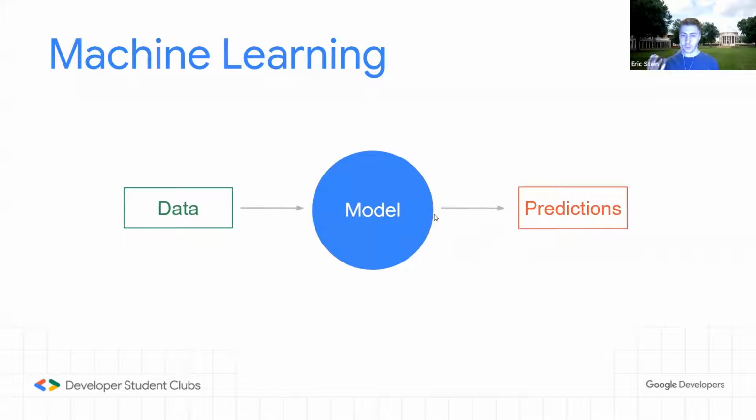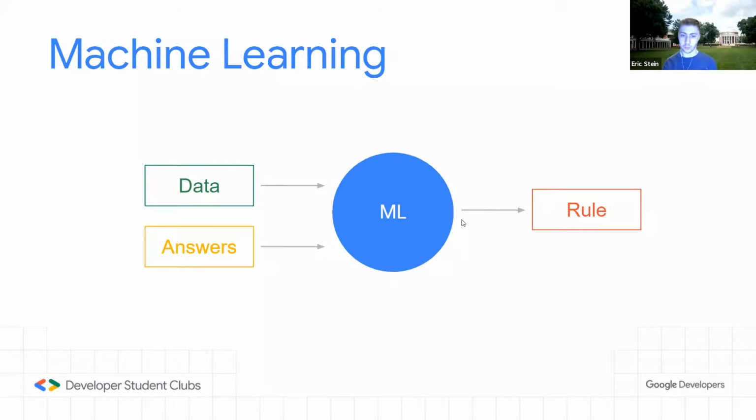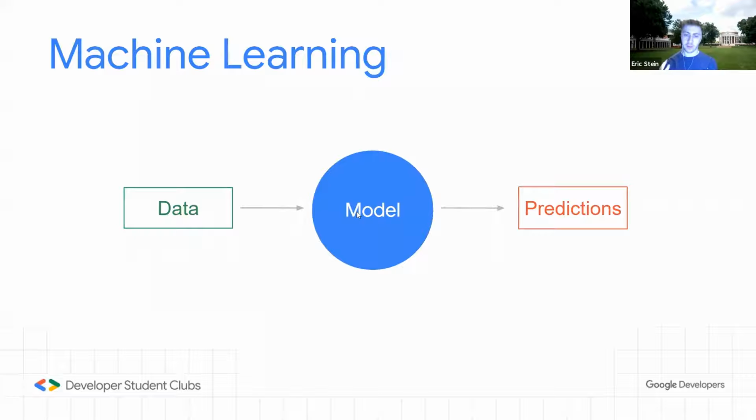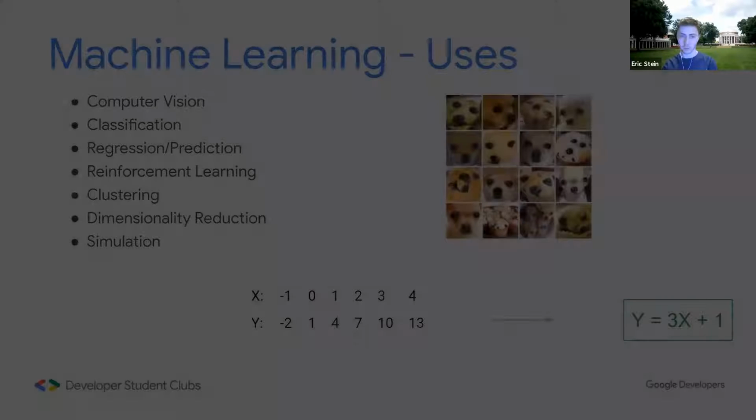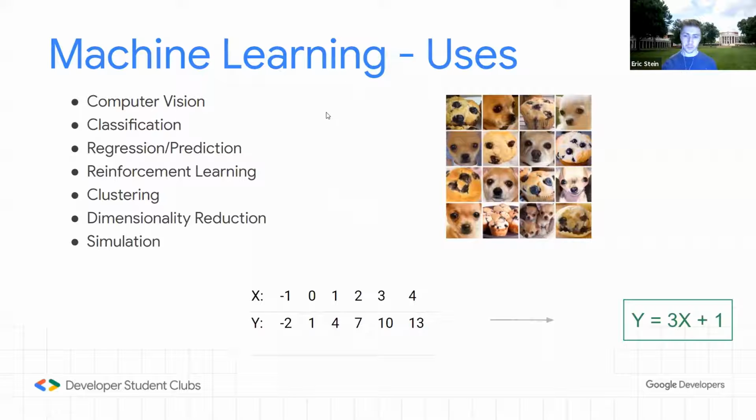And yeah, some machine learning models do regression. They use data and produce predictions. Others, as we saw, produce rules. And this is when the model has actually been trained. It uses the data and the rules that are generated to produce predictions. And there are many different uses for machine learning.